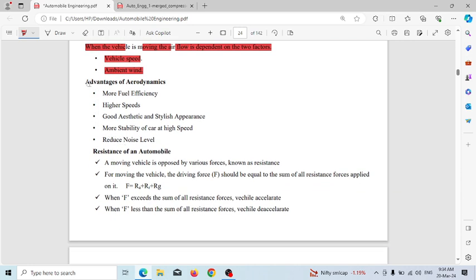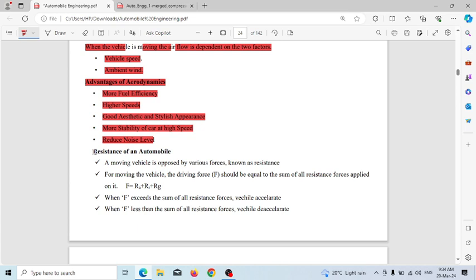Next, advantages of aerodynamics. Option 1 is more fuel economy. The next option is higher speed. Next is good aesthetic and style appearance. Next, more stability of the car at high speed and reduced noise level.